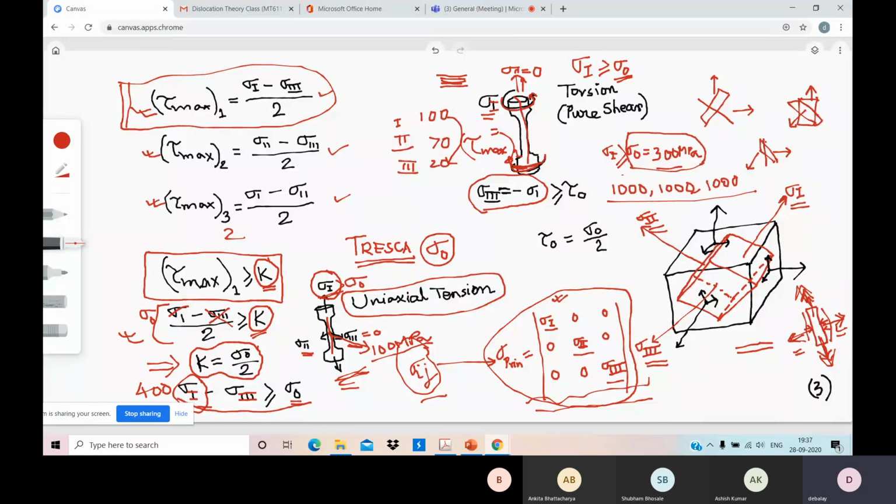The answer is no. The yielding will not occur, because there is no difference between the principal stresses. As I said, the difference between principal stresses is necessary for shear stress. If there is no difference in principal stress, then that loading is called a hydrostatic loading condition.